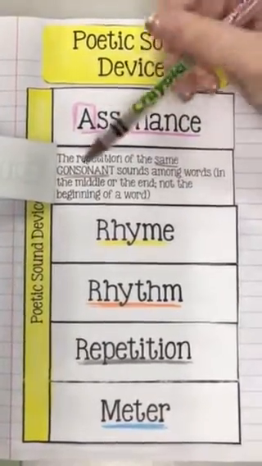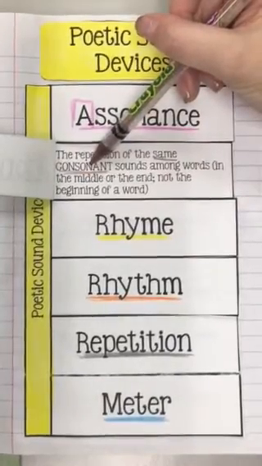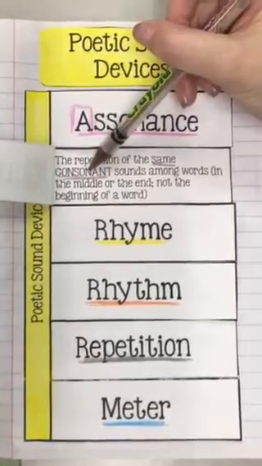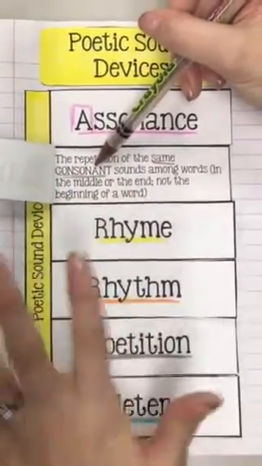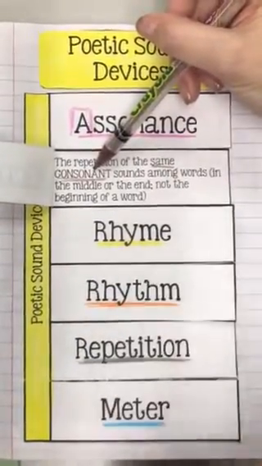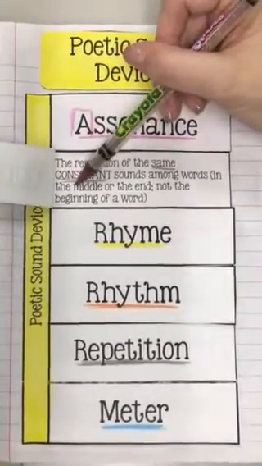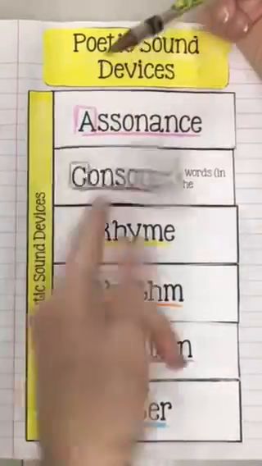This is tricky because when a consonant sound is repeated at the beginning of a word, it's alliteration, which we talked about previously in figurative language. Consonance is everything but the beginning sound. So a consonant that is repeated in the middle or at the end, just not the beginning. But it has to be a consonant. So any of the letters that are not vowels.